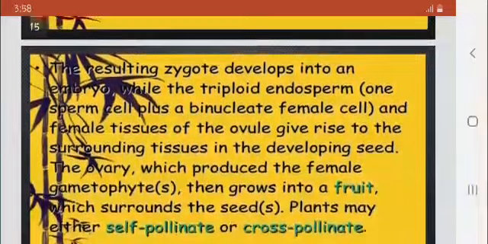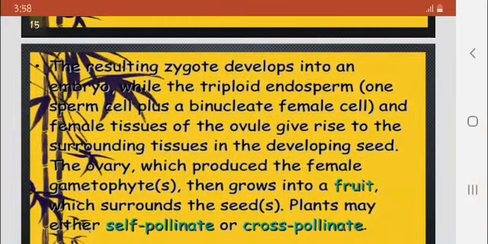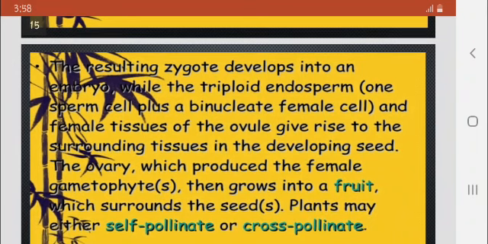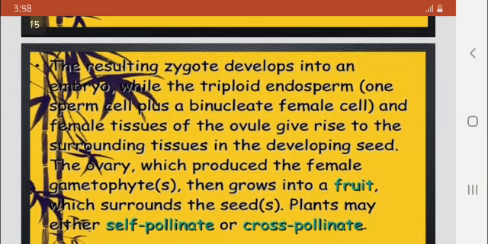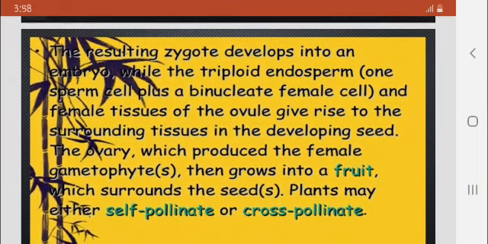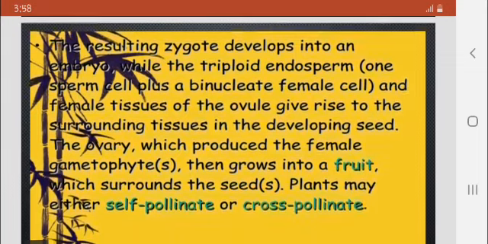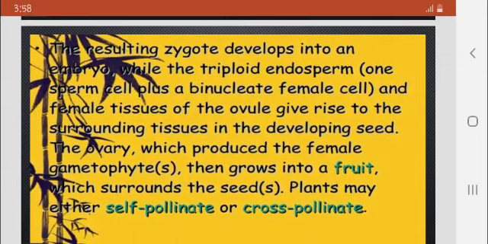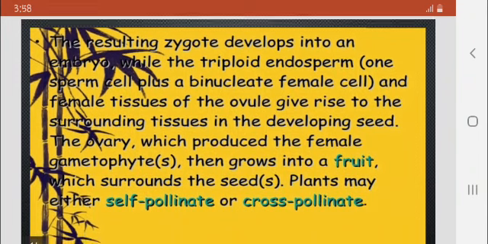The resulting zygote develops into an embryo, while the triploid endosperm, formed from one sperm, the egg cell plus a binucleate female cell, and the female tissues of the ovule give rise to the surrounding tissues in the developing seed. The ovary, which produced the female gametophyte, then grows into a fruit which surrounds the seed. Plants may either self-pollinate or cross-pollinate.